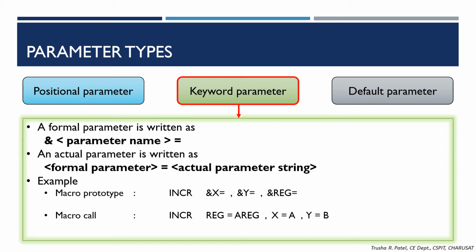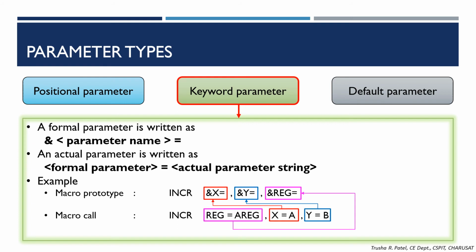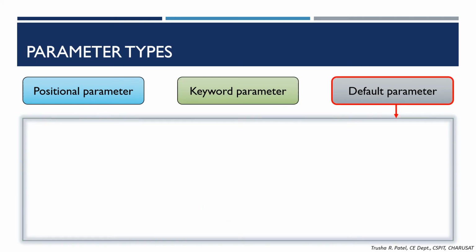You can see in the macro call, the sequence of the parameters is changed. REG=AREG, X=A, Y=B. So AREG is mapped to REG. This is placed in the first position in the actual parameters, while REG is available in the third position in the formal parameters. So the sequence doesn't matter over here, but every time we have to write the formal parameter equals to actual parameter pair in the macro call.